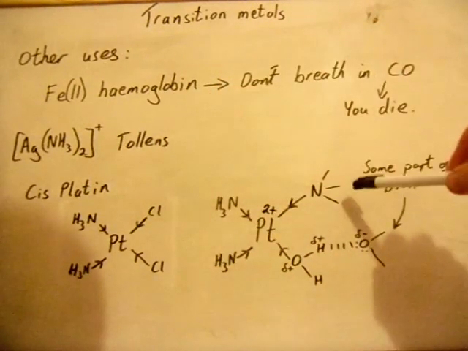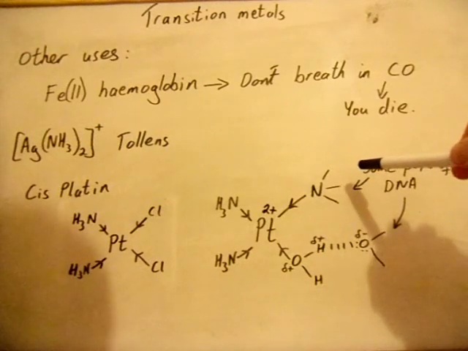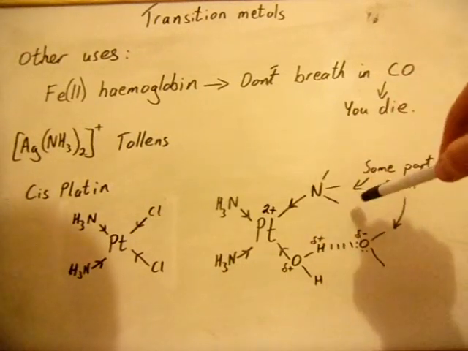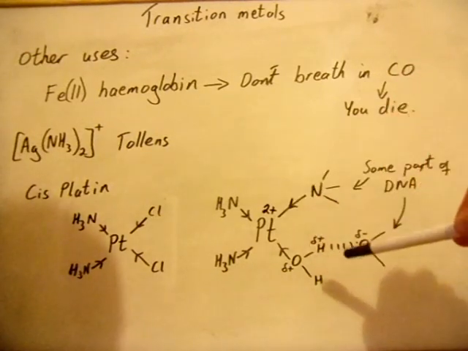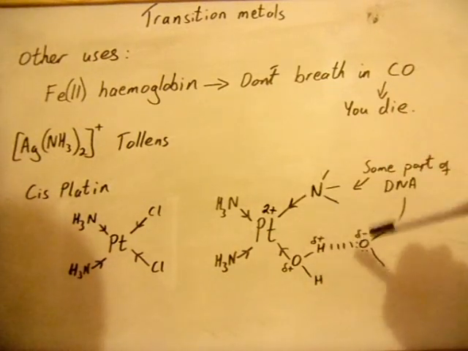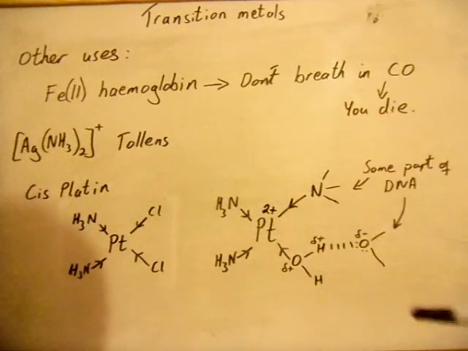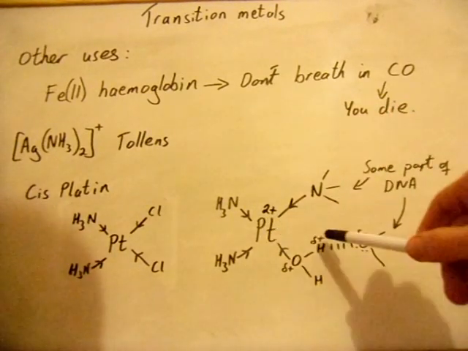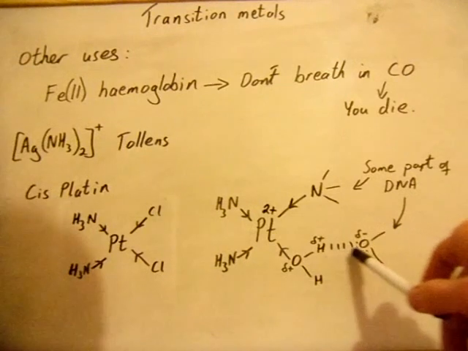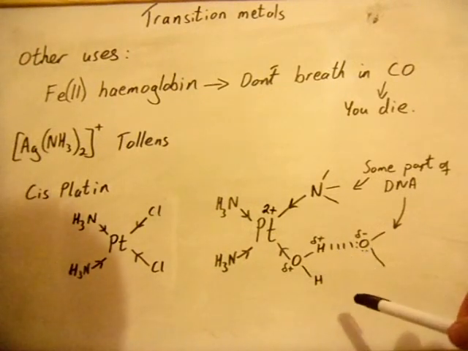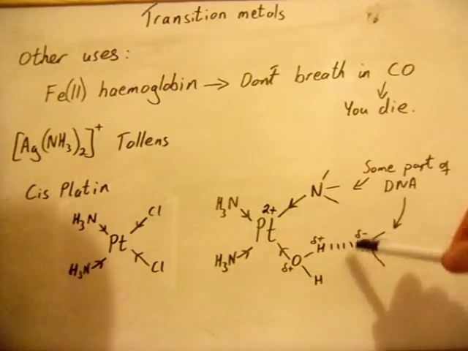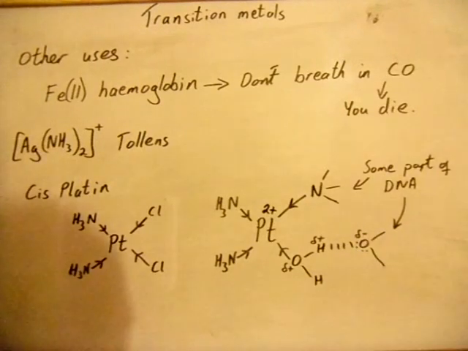When one of the chlorides leaves, then any part of the DNA which has effectively got a lone pair of electrons, so nitrogens, oxygens, whatever about, can form a dative covalent bond to the platinum there instead. And if you've got a water here, well, you should recognise this as a hydrogen bond here. So again, any nitrogens or oxygens with lone pairs of electrons can be attracted to the hydrogen here.